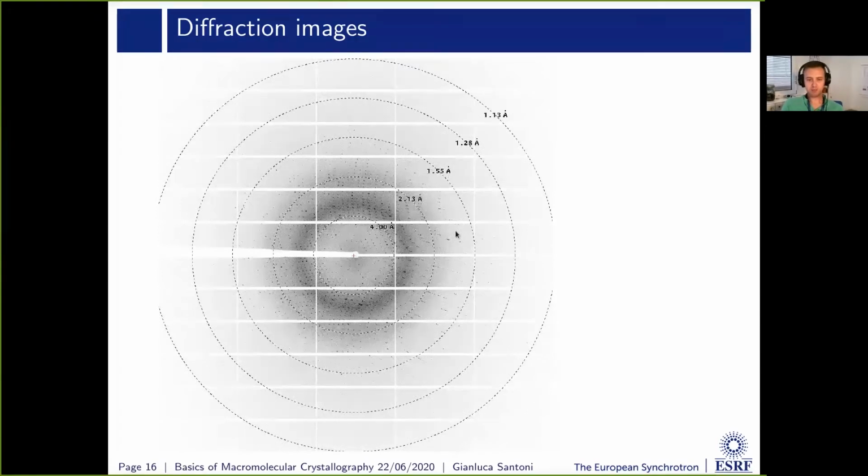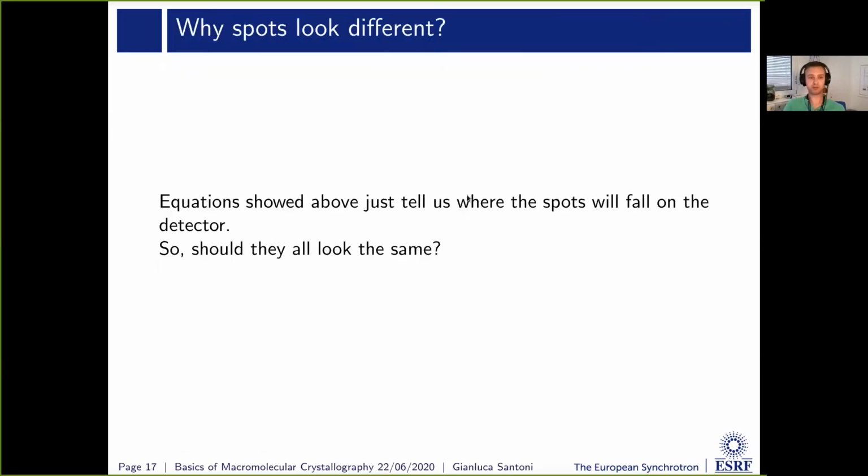And you can see, we will see this later why, but not all the spots look the same. So if you think about what we presented up to now, there is no reason for a spot to be different from the other. They should all, actually we didn't even talk about the intensity, we just talked about angles, wavelength, and geometry, and position of the detector. So why do the spots look different? Because for what we know until now, the spots should all look the same.